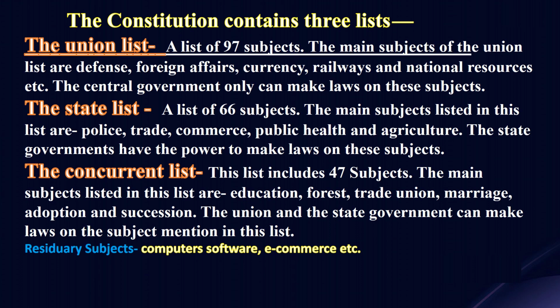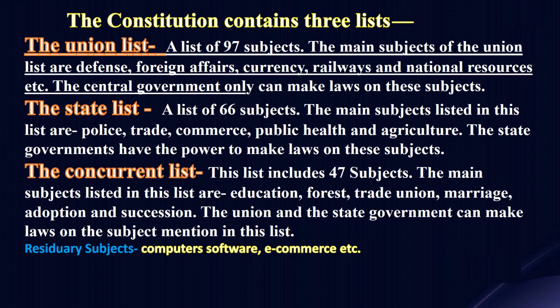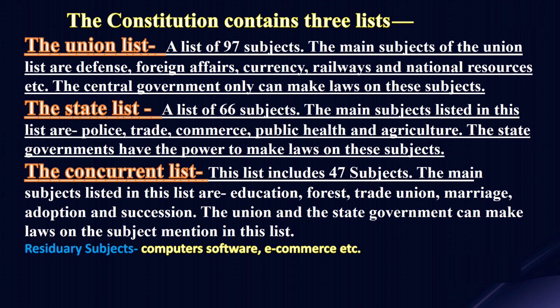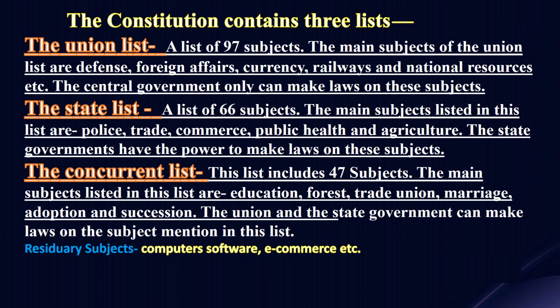Thus, the union government makes laws on the subjects mentioned in the union list. The state government will make laws on the subjects mentioned in the state list. And both the governments, the union government and the state government, can make laws on the subjects included in the concurrent list. On the residuary subjects, only the union government can make laws.